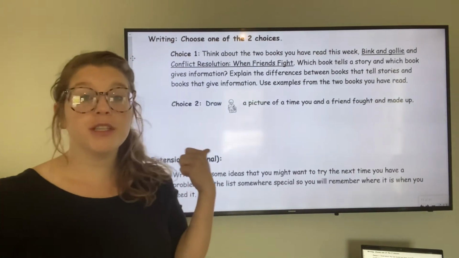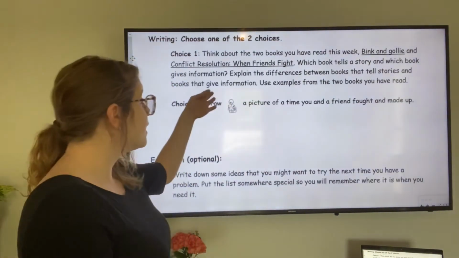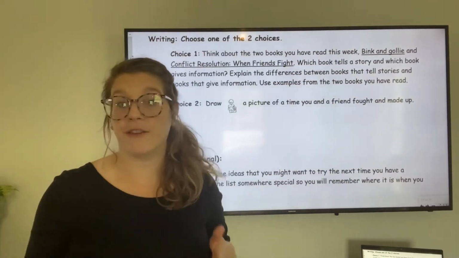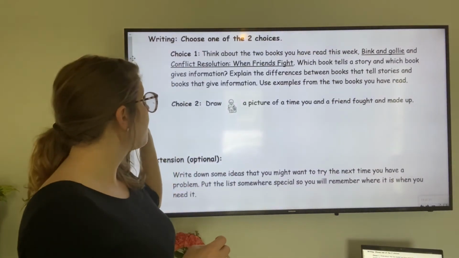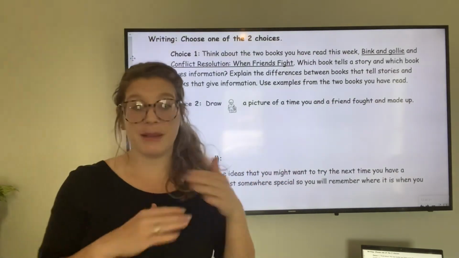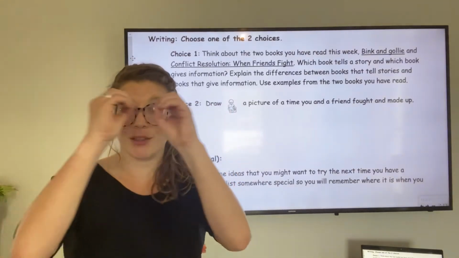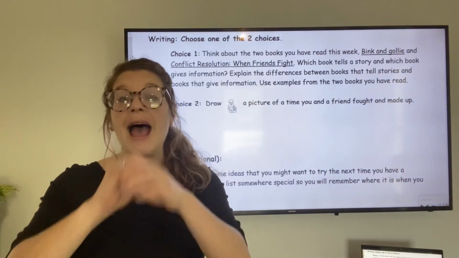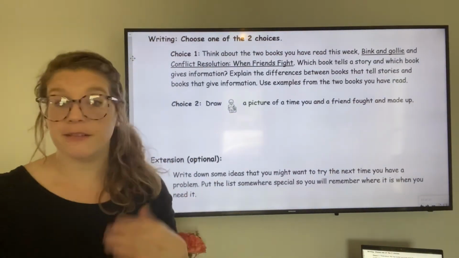So you only should do this writing if you chose option 1 to read the book Conflict Resolution When Friends Fight. Again, here they want you to talk about the differences and the similarities between the books. So I personally love to do the Venn diagram. Remember the 2 circles that overlap? You can do that, or you can just write about it in sentence form.